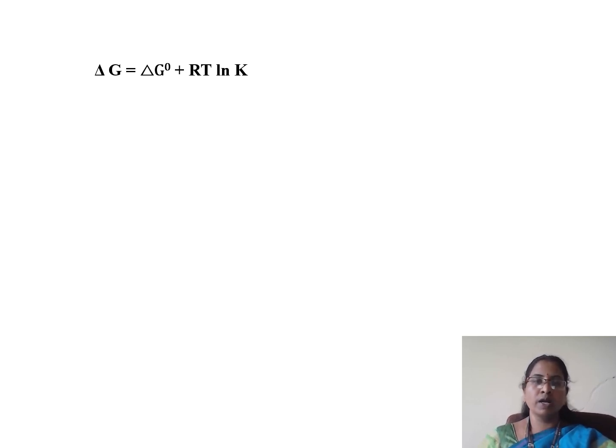K is determined by using the law of mass action. According to the law of mass action, the equilibrium constant K equals the ratio between the concentration of products divided by the product of concentration of the reactants. So delta G equals delta G naught plus RT ln concentration of products divided by concentration of reactants.